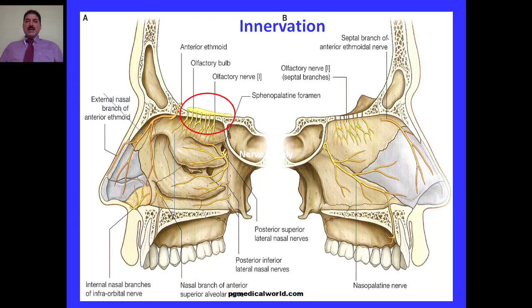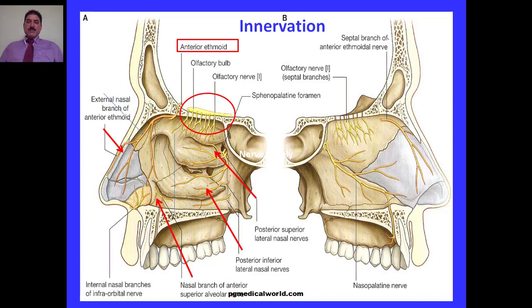Innervation of the nasal cavity and nasal septum is shown in this diagram. In both the nasal cavity and nasal septum, the olfactory area is lined by olfactory epithelium, which is responsible for the sense of smell. The lateral wall is supplied by the anterior ethmoidal nerve. This nerve gives an external branch called the external nasal branch of the anterior ethmoidal nerve. It is also supplied by the posterior superior lateral nasal nerves and also by the posterior inferior lateral nasal nerves.